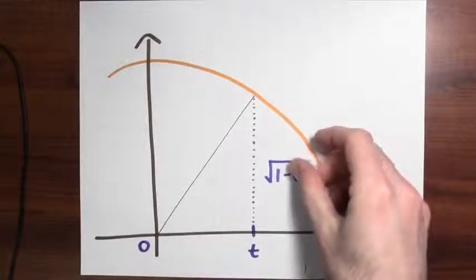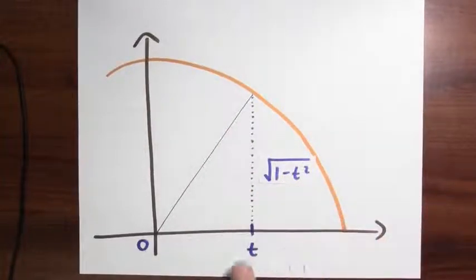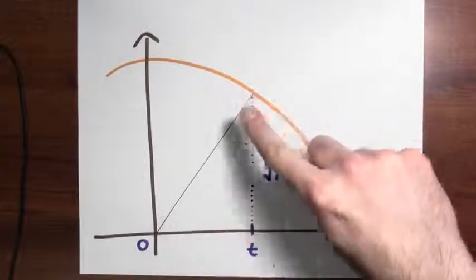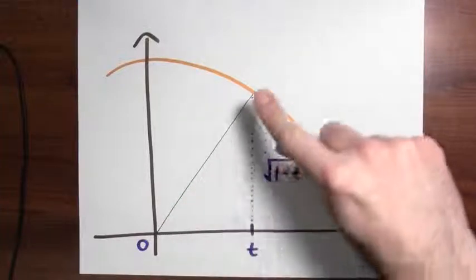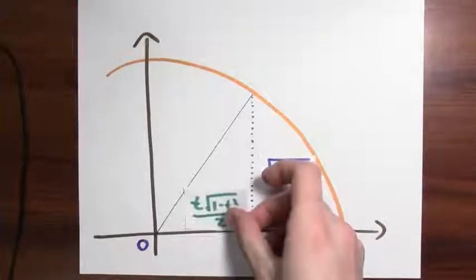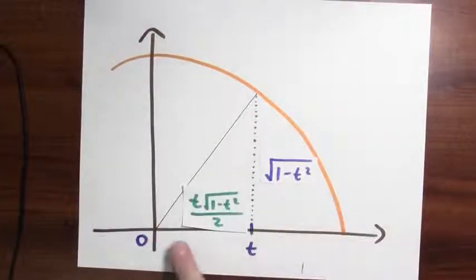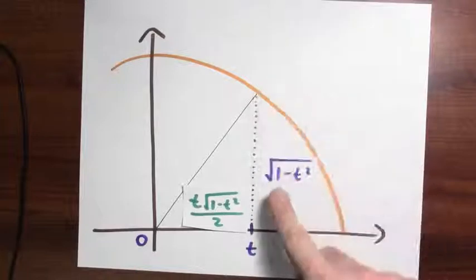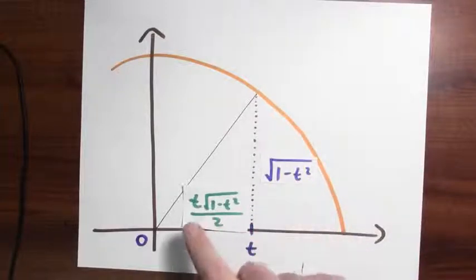Well, the height of that triangle is the square root of 1 minus t squared, right? The base is length t, and this hypotenuse is length 1. So by the Pythagorean theorem, the height of that triangle is the square root of 1 minus t squared. And that means the area of this triangle is its base t times its height, the square root of 1 minus t squared, divided by 2. Right, so that's the area of this triangle.